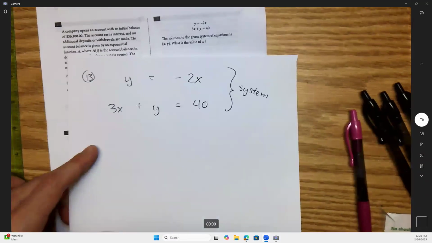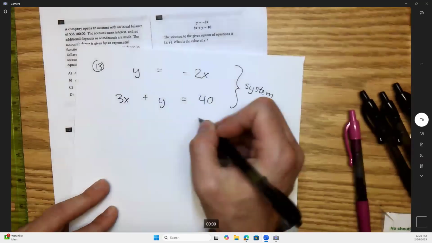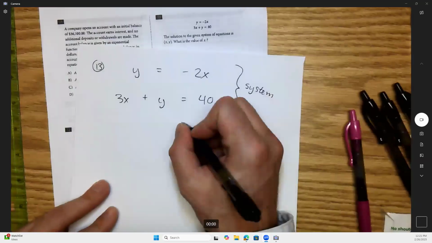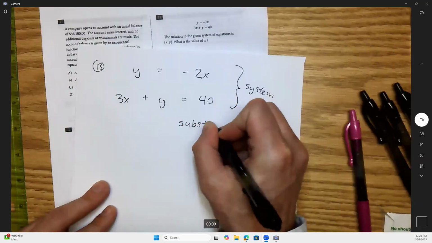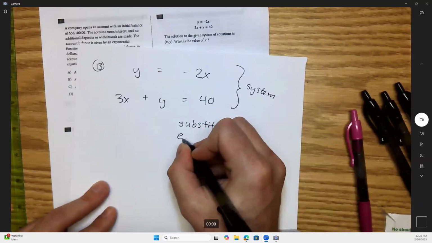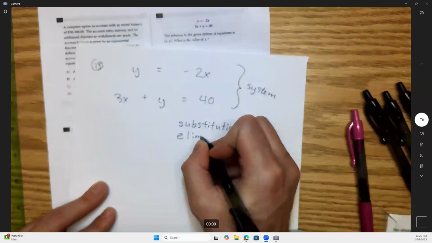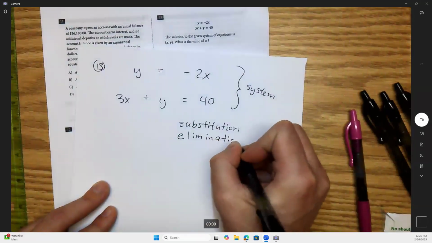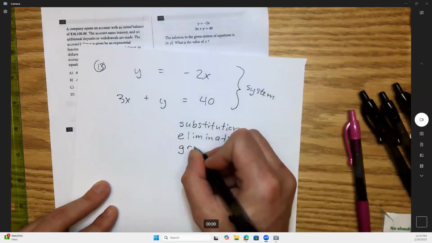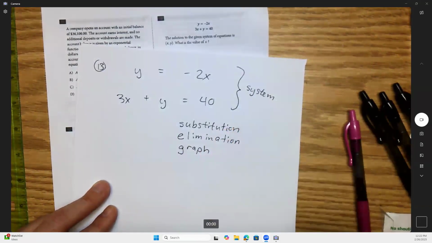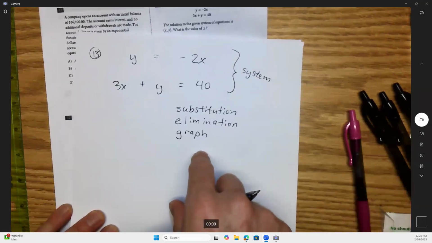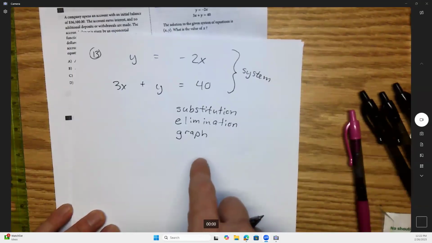Now, I can think of 3 different ways to solve this. What's one way to solve it? It starts with an S. Substitution. What's another way to solve it? Starts with an E. Elimination. And you could also use what starts with a G? Graph. Okay. Let's do all 3 of these, just so you can see all the available ways to solve this.